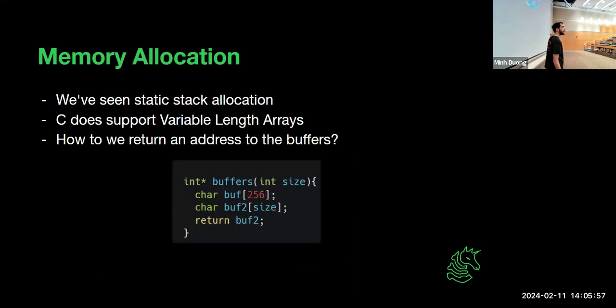So we've seen static stack allocation, and in C99, C also supports variable length arrays. So you can provide variables on the stack that have either a fixed number or a parameter number and get an array of that size. But the issue becomes: how do we return an address to those buffers? Because if we try to return the address of buff2, the stack frame gets cleaned up. Now that's garbage data. We can't trust putting any data in there without a different function clobbering things within it.